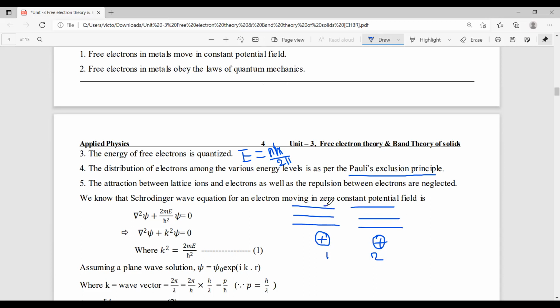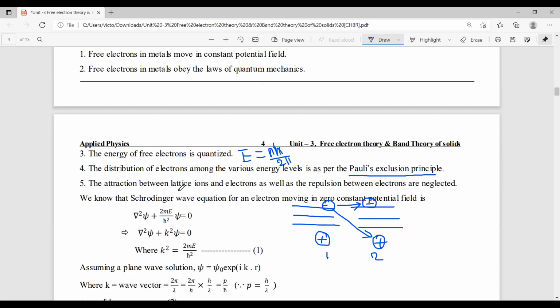Now there is a free electron here. Here also there is a free electron. Due to random movement, an electron may collide with a neighboring electron, or it may collide with a neighboring positive lattice ion. Due to the same charge, a repulsion force may be developed; due to the different charge, an attractive force may be developed.